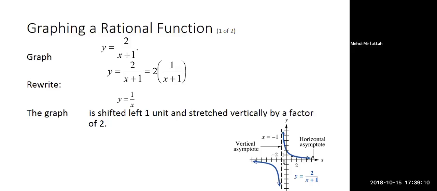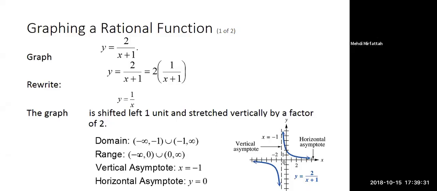If you take a look at the graph of the function, as you can see, it is the same as the graph of y equals 1 over x, with the exception of the shifting and stretching here. The domain would be from negative infinity to minus 1 and minus 1 to infinity now because it's shifted.